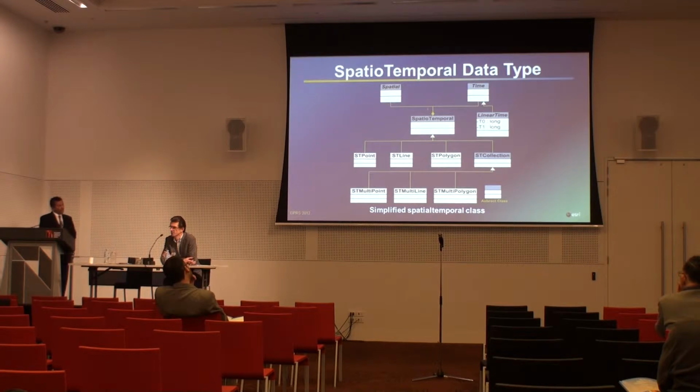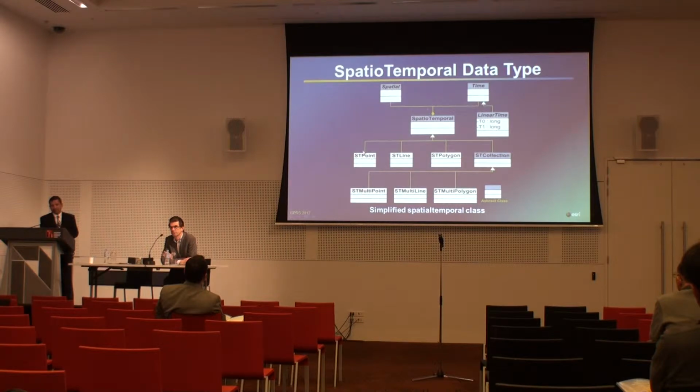So how can we start this? Basically, you have space and time, so you have to integrate them in a way that time is not an attribute of the space, but an integral part of the space. When you integrate time and space, then you get a spatial temporal type. Because all this is based on the object model, everything is an object. So you get a spatial temporal class.